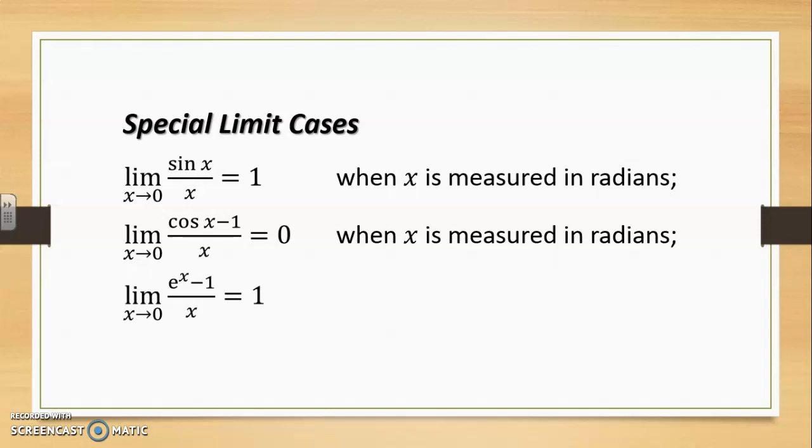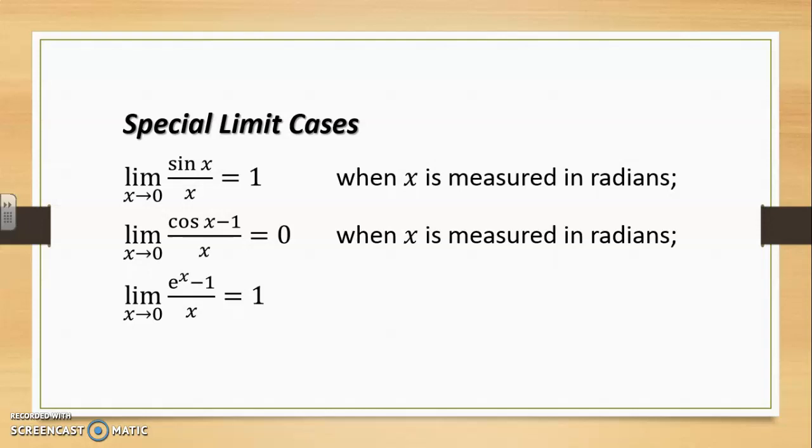Finally, there is a limit where x tends towards 0 for the quotient e to the x minus 1 over x. This limit, which provides a 0 over 0 form by direct substitution, tends towards 1. In class, we've actually seen that this limit, e to the x minus 1 over x, as x tends towards 0, will tend towards 1 by using a numerical approach.